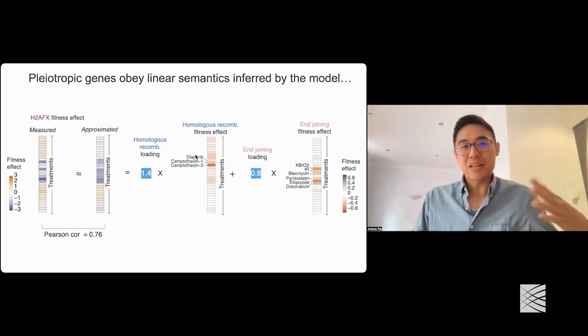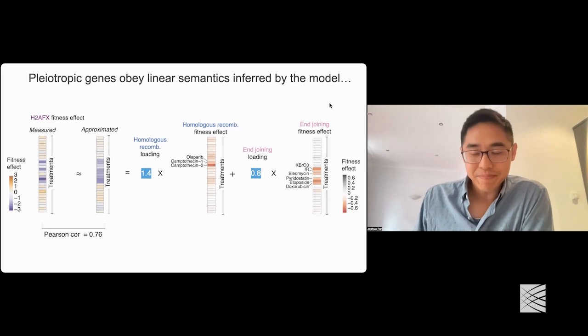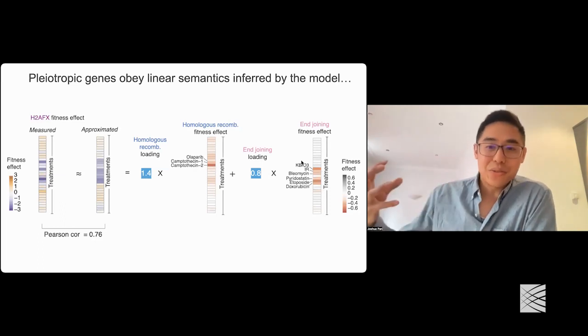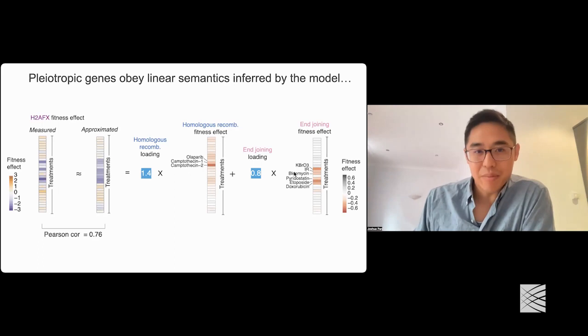So there's slightly more HR than end joining. You can see that these two pathways that we learned automatically have different profiles, where different drugs induce dependency on end joining versus homologous recombination. But when you add those two profiles up, you get what looks like the H2AFX effects.